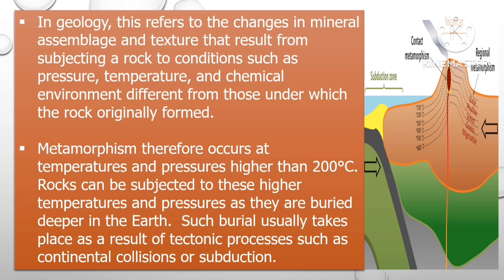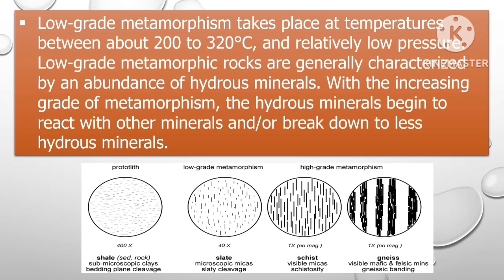In geology, this refers to the changes in mineral assemblage and texture that result from subjecting a rock to conditions such as pressure, temperature, and chemical environment different from those under which the rock originally formed. Metamorphism therefore occurs at temperatures and pressures higher than 200 degrees Celsius. Rocks can be subjected to this higher temperature and pressure as they are buried deeper in the earth. Such burial usually takes place as a result of tectonic processes such as continental collision or subduction.